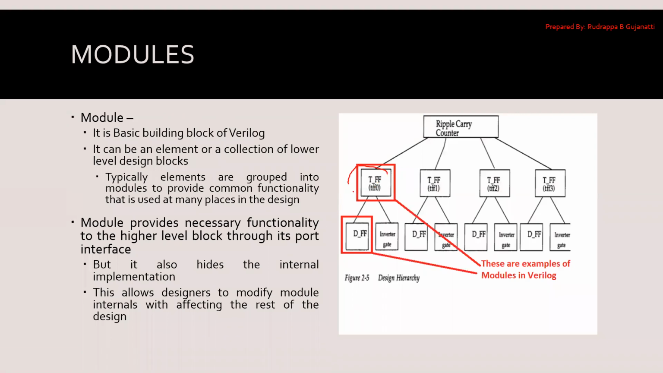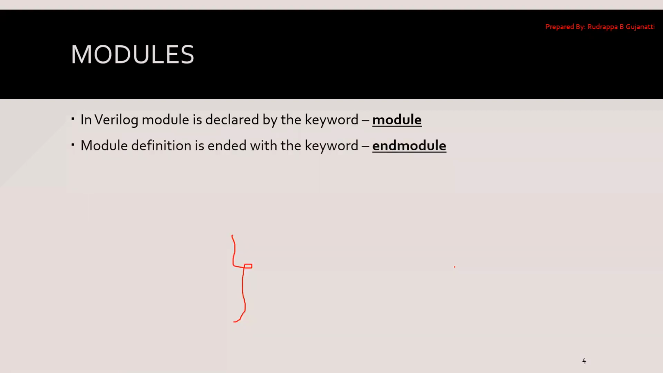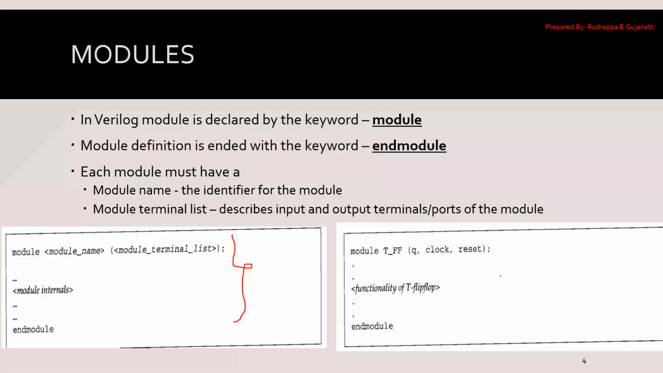Here we saw that these are the modules, so we need to define these. How do we define it? We define it in this form. We use the keywords module and endmodule. T_flip_flop is the module name. Q, clock, and reset are the terminal list, or the port list.